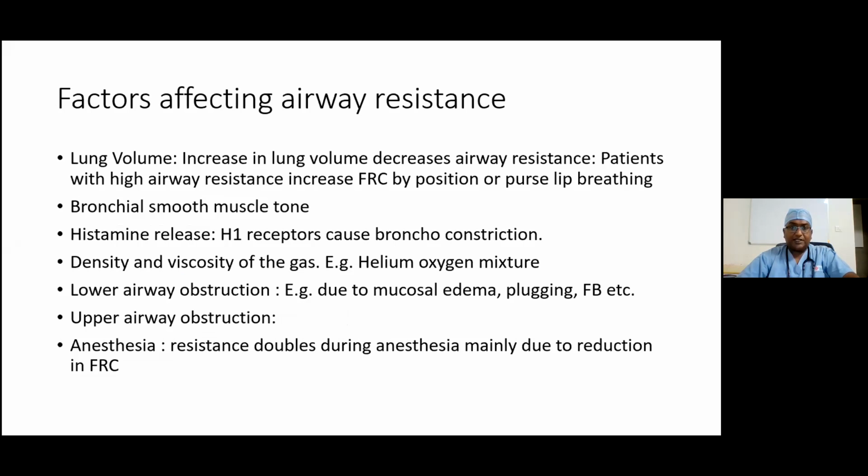The factors affecting the airway resistance: the most important factor is the lung volume. So increase in lung volume decreases airway resistance. This is evident when we see patients with high airway resistance voluntarily increase their FRC by position.